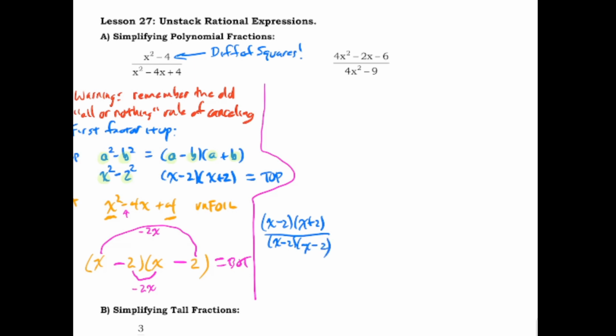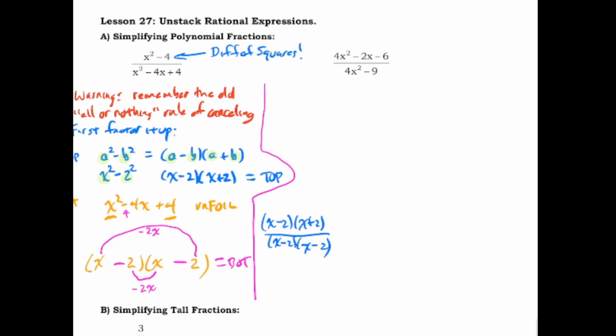Now we can try factoring. Now you have to recognize that these are called factors. This times this. I've only got two things there. I've got an x minus 2 and actually I've got another x minus 2. That counts as two factors. And then on the top I've got two factors. I've got an x minus 2 times an x plus 2. It might look like we got 4, 8, 16 things here, but we don't.